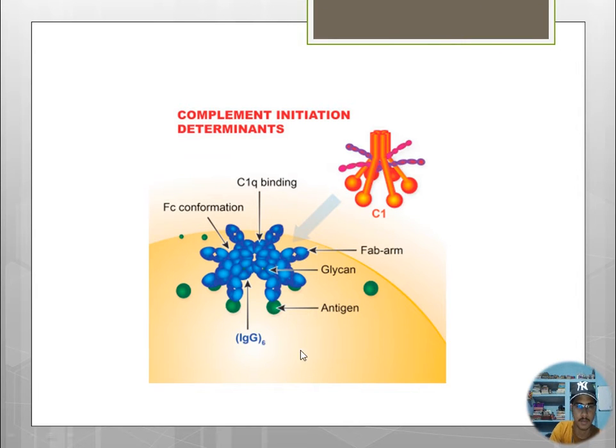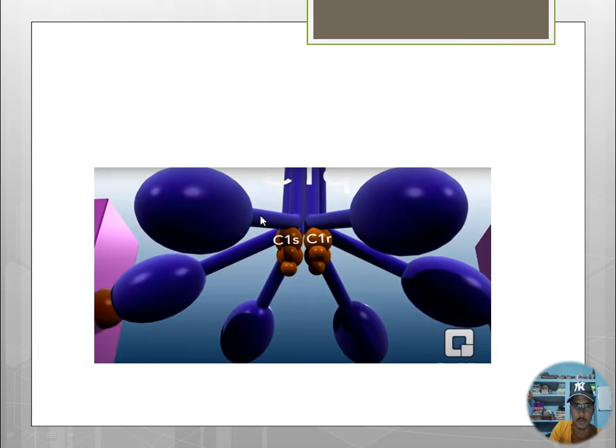Now over here you can see that there are 6 IgG bodies, and this is a C1 protein, and these are binding to the complement initiation determinants, you can oversee it. Now over here you can see the C1s and C1r, they are getting activated.